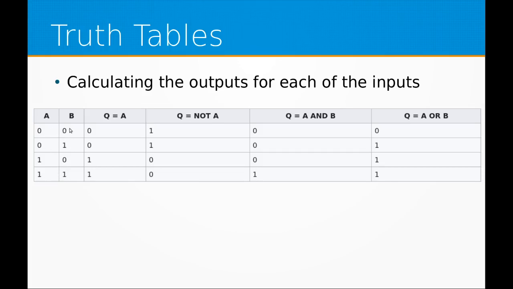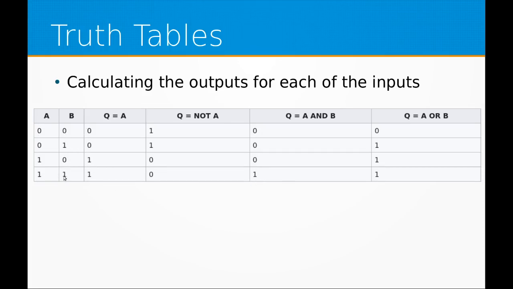It's worth noting that the inputs A and B are listed in numerical order. 0, 0 from binary is 0, 0, 1 binary is 1, 1, 0 is 2, 1, 1 is 3. So because they've put it in order, you know that you're never going to miss one, and it's a nice pattern.